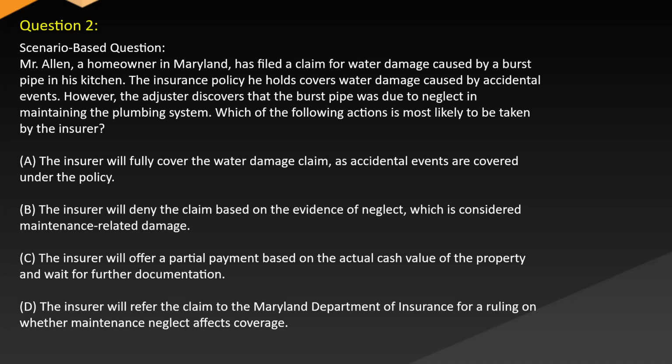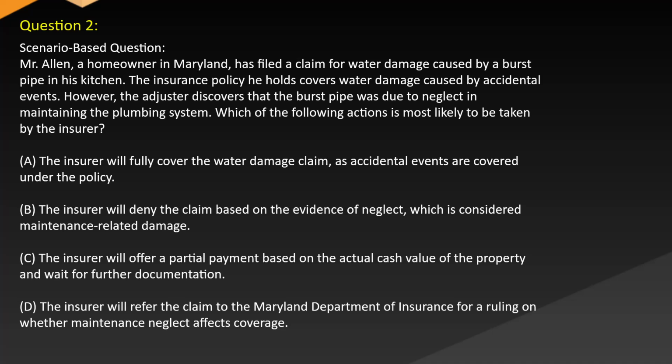investigation. Question 2. Scenario-based question. Mr. Allen, a homeowner in Maryland, has filed a claim for water damage caused by a burst pipe in his kitchen. The insurance policy he holds covers water damage caused by accidental events. However, the adjuster discovers that the burst pipe was due to neglect in maintaining the plumbing system. Which of the following actions is most likely to be taken by the insurer?